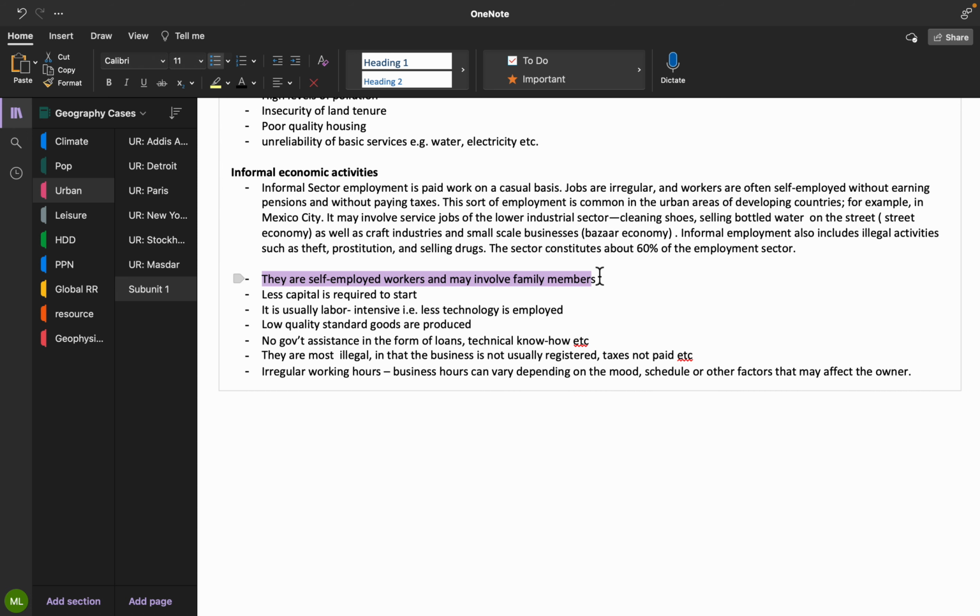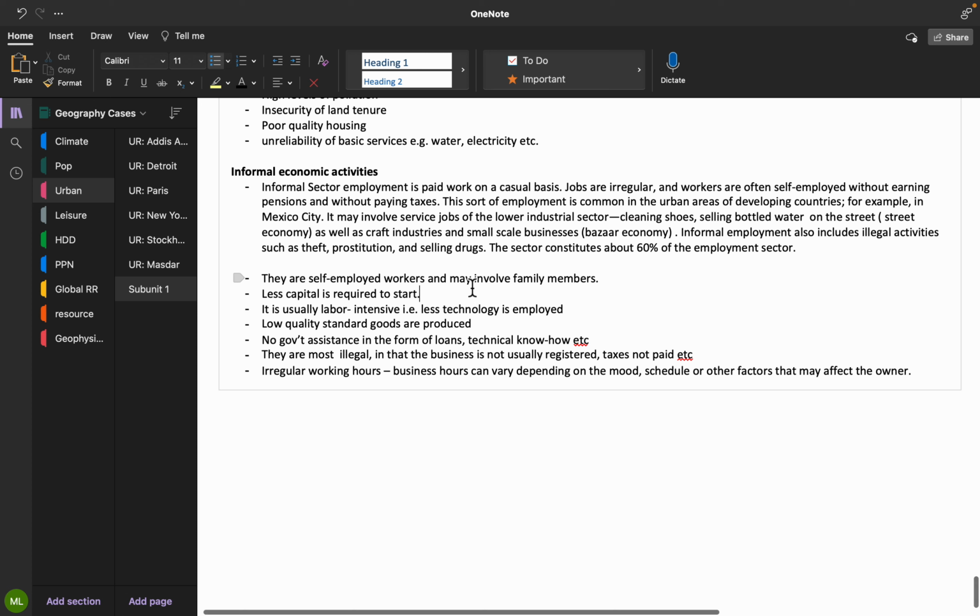So, the final points here, to sum up the informal activities, is they are self-employed, may involve family members, and less capital is required to start. So for example, when you're starting a business in a city, you need a lot of money to get it going. You have to create your products, you have to sell them, you got to market them. But here in informal economies, if you're selling bottled water, less capital is required to start. So it is usually labor intensive, meaning that you really have to use physical work. And low quality standard goods are produced as well.